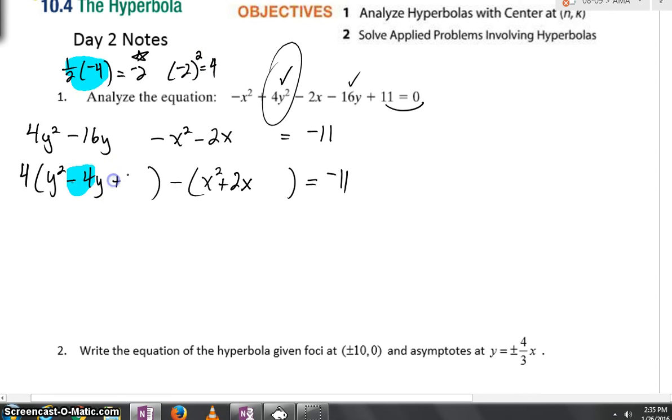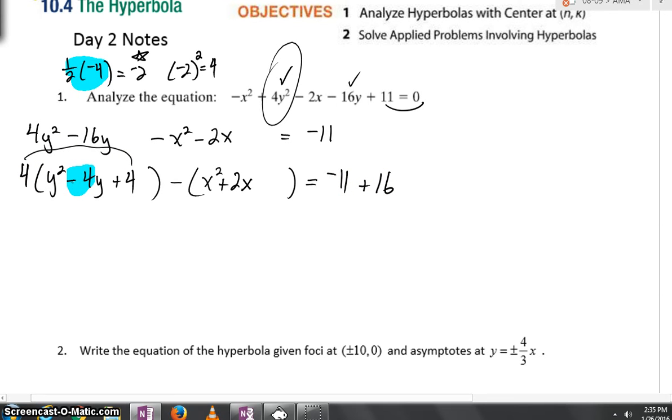Now, please realize I'm going to say plus 4 in here. What did I really add on that left side, though? 16 if you distribute that 4 back in. So I'd have to add a 16 to the right side.